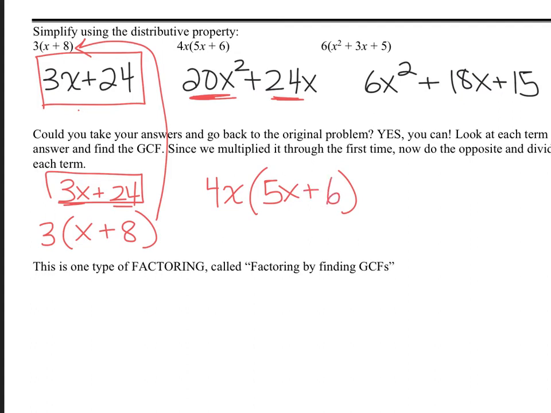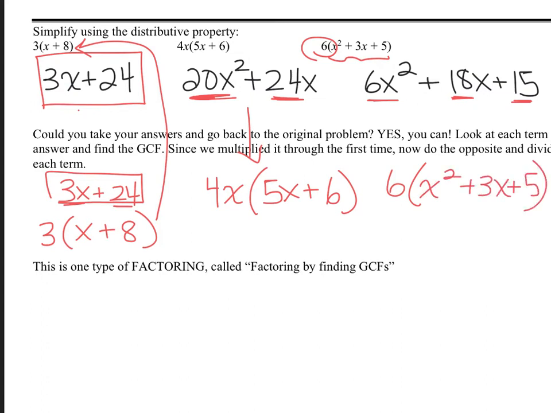So what I just did is I factored that polynomial by pulling out the GCF. Same idea with the last one. The GCF of these three terms, look, there's a hint, is 6. If I pull the 6 out of that, if I divide each of these terms by 6, I'm going to be left with what was left inside the parentheses, which is x squared plus 3x plus 5. Basically, that's how you factor by GCF.